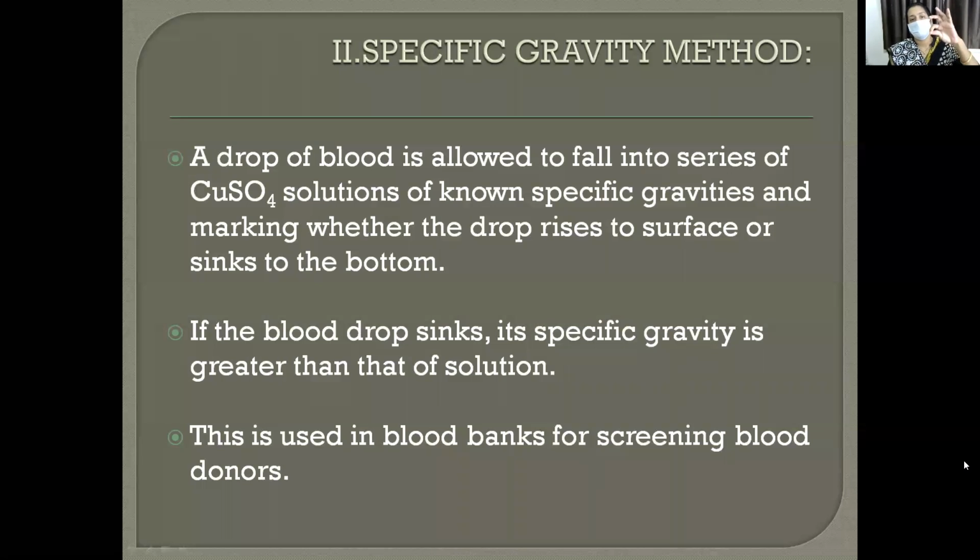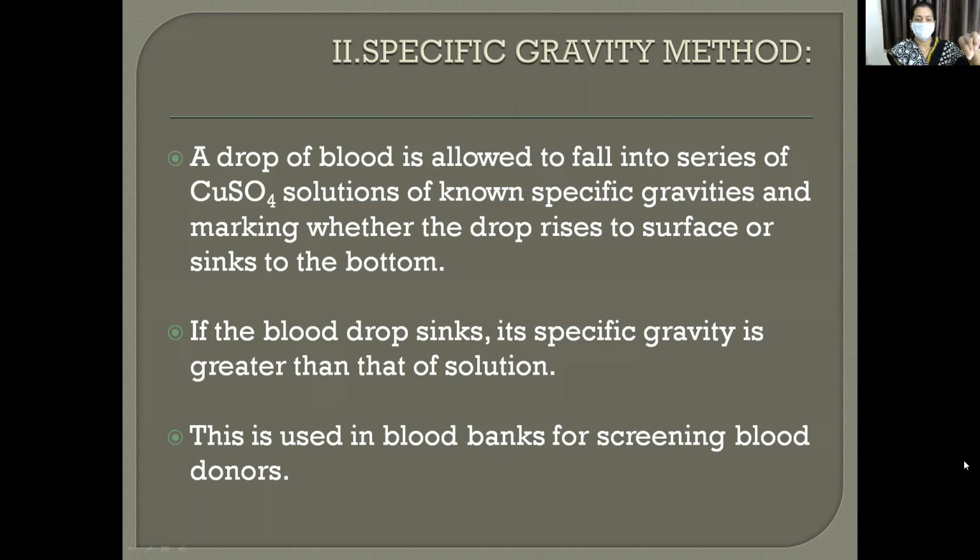Then you pour it into a bowl where you have this copper sulfate solution. These copper sulfate solutions are put in a series, and then you have known specific gravities of each. For example, you label a bowl as A. A has this specific gravity, B this specific gravity, C this specific gravity. In A you put a drop of blood, and then it is just sinking.